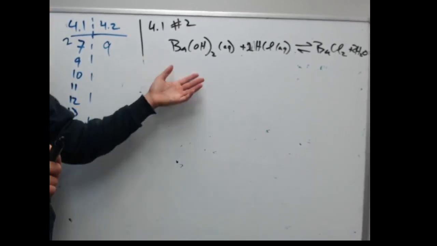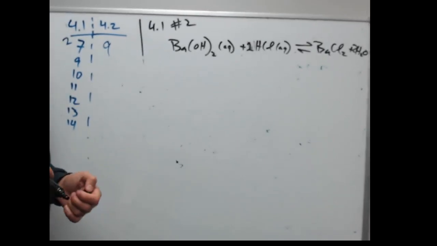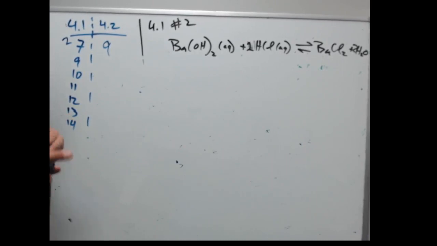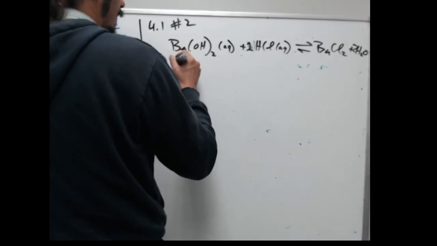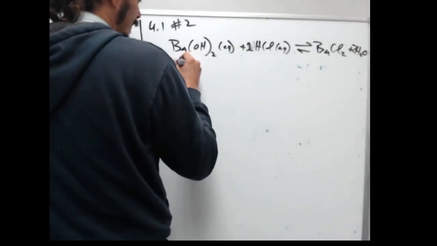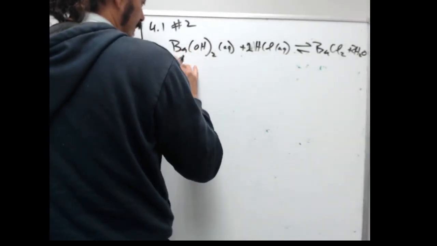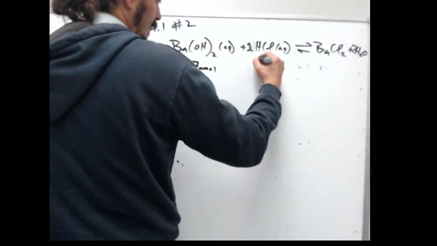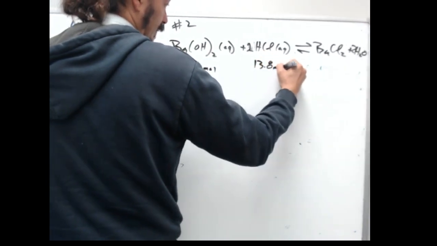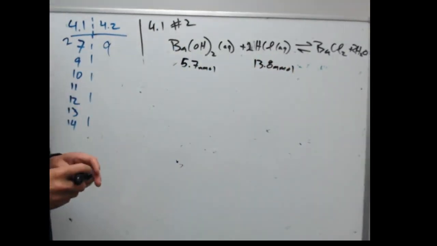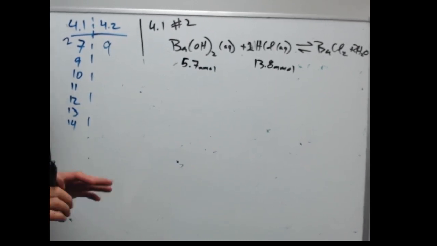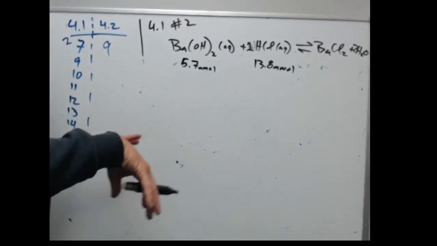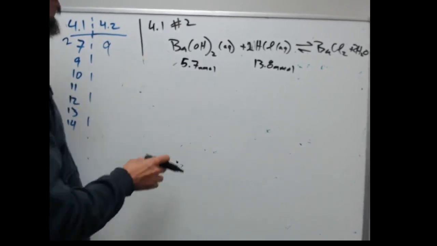I've got some moles of barium hydroxide and some moles of hydrochloric acid. This problem is set up so that the hydrochloric acid is in excess. How many moles of barium hydroxide do you have? There's 0.0057 moles of barium hydroxide and 0.0138 moles of HCl. I'm going to switch to millimoles because 5.7 and 13.8 are easier for me. I just took your numbers and multiplied by 1,000 to get them into millimoles.